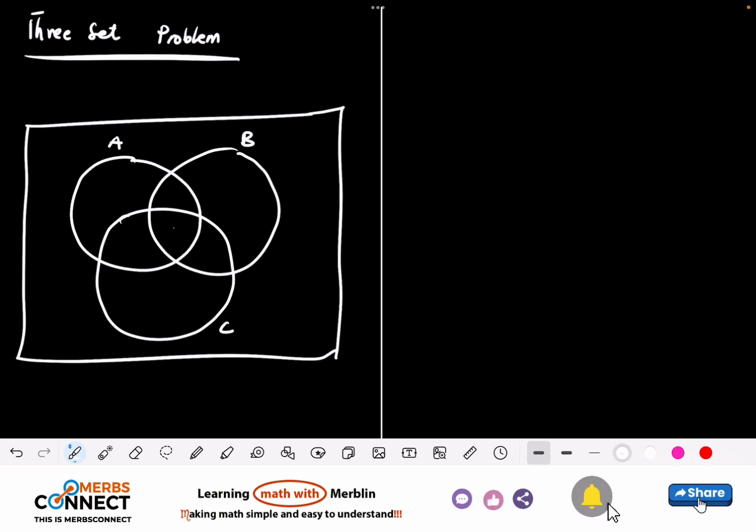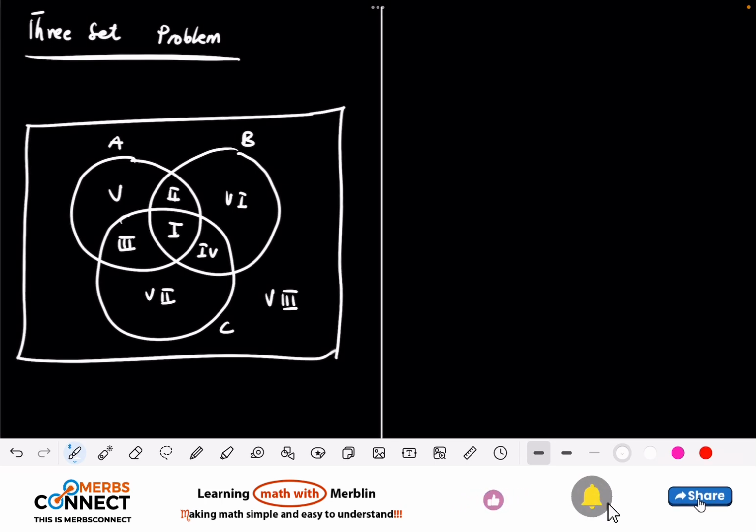is C. Let me name the regions I, II, III, IV, V, VI, VII, and VIII. Good. So now this is a universal set.